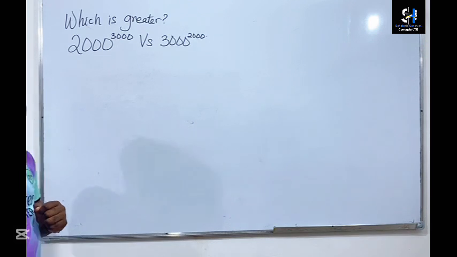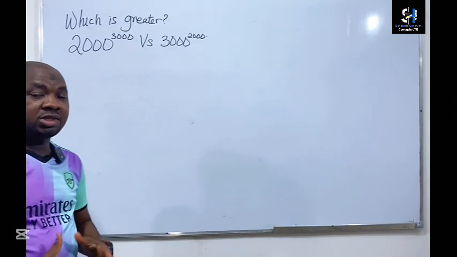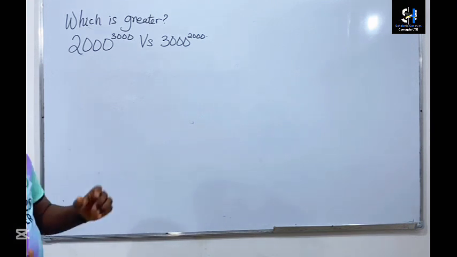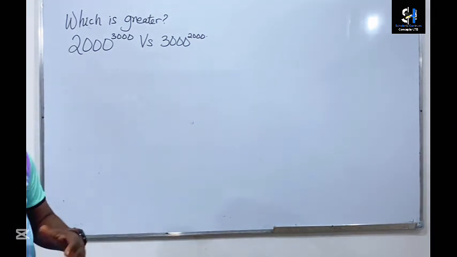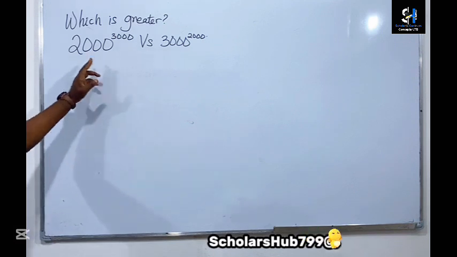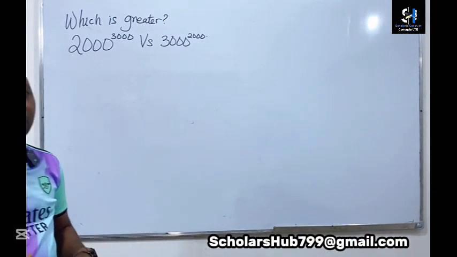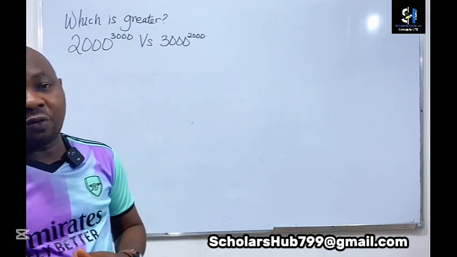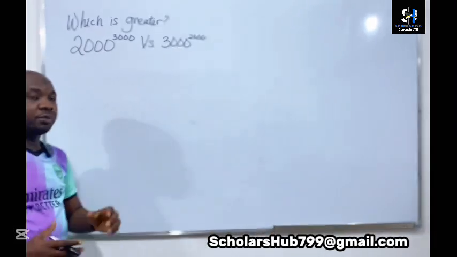Which is greater, 2000 raised to the power of 3000, or 3000 raised to the power of 2000? Is 2000 raised to the power of 3000 greater than 3000 raised to the power of 2000? The only way to find out is to apply the formula for calculating the number of digits in a number.